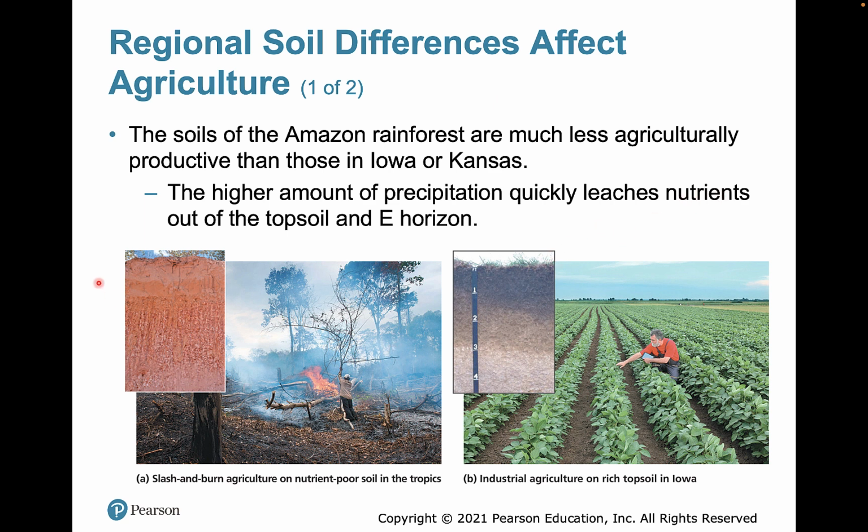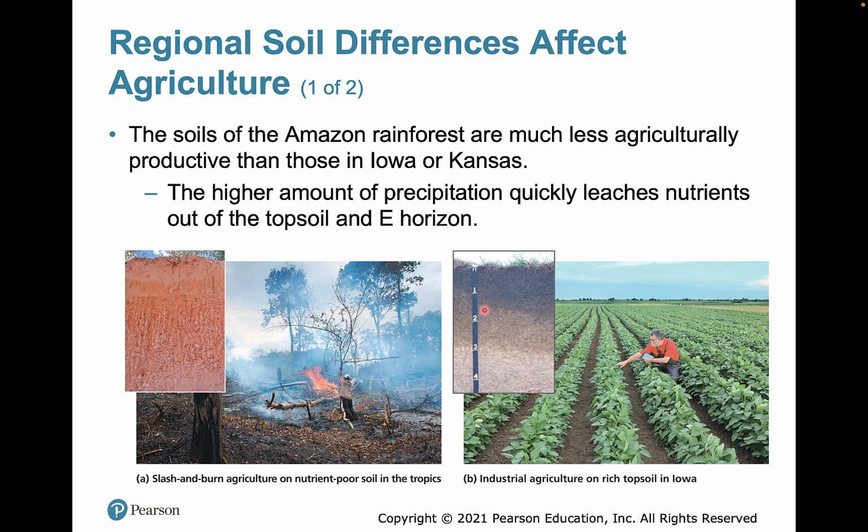So if you look at soil in a couple of places, this is tropical rainforest soil. It's light in color and it's all the same color. You don't see a whole lot of layers. They are much less agriculturally productive here in the Amazon rainforest than they are in a place like Kansas. So all this precipitation leaches nutrients out of the top layers. So your nutrients are way down at the bottom. So that's why they do this slash and burn agriculture, to increase the nutrient content of those soils.